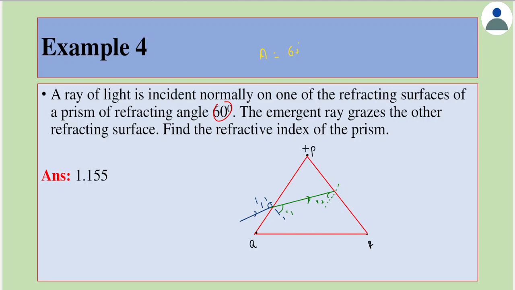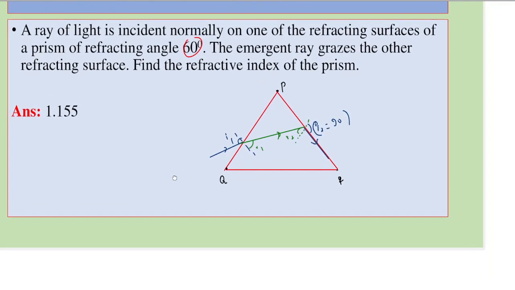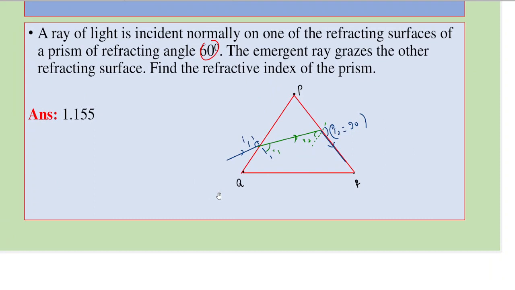The question says the emergent ray grazes the other refracting surface, which means the light ray which emerges at this surface would graze. Graze means it would move along the surface, like this. That means the angle made here, which was called the angle of emergence I2, in this case I2 is equal to 90 degrees because the light ray moves along the surface. The question says find the refractive index of the prism. But what is given is that the light ray is incident normally on one refracting surface, which means the light ray was normal here.